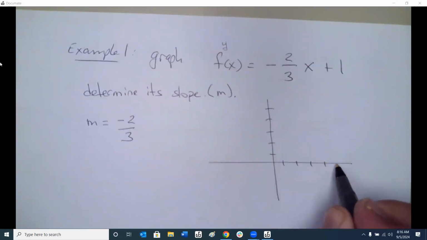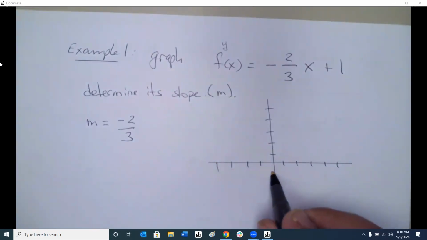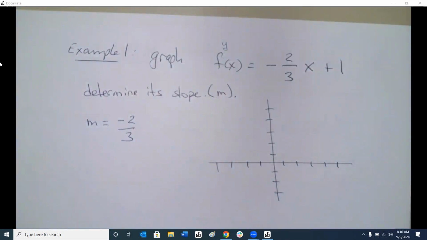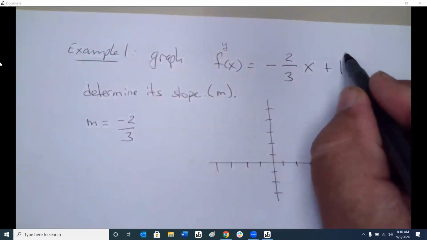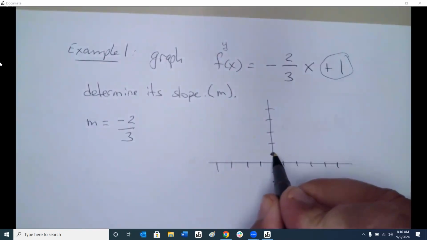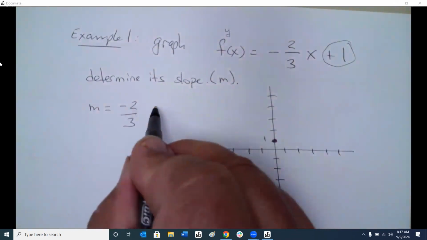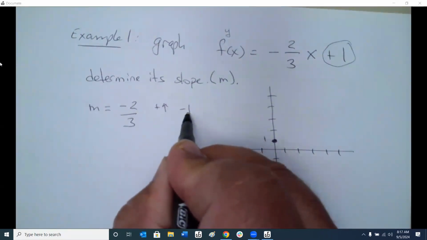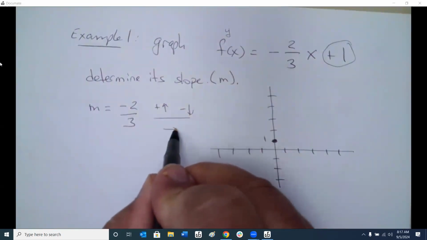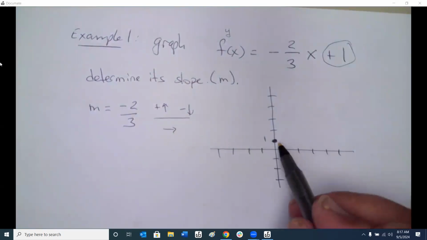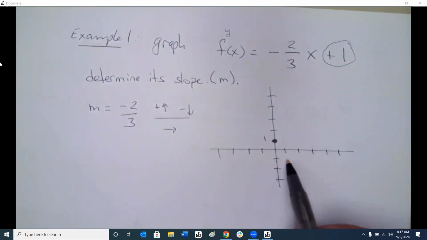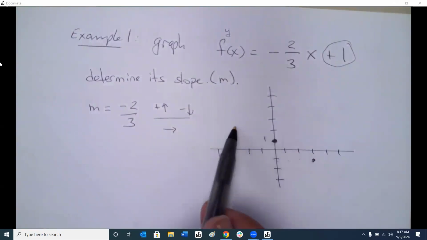What do we do? At where? Very good. At the y-intercept. And then what's the slope from there? If you go down. Yeah, since it's negative, remember, if it's positive, it goes up. If it's negative, it goes down. And the bottom always goes to the right. So this one, from that point, you go down to 1, 2, 3. And then connect the dots.